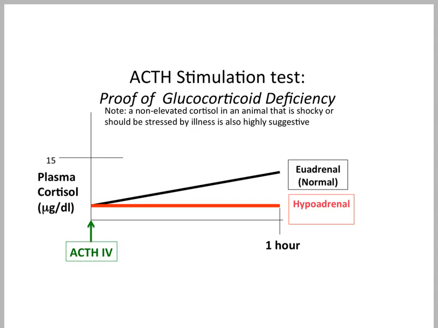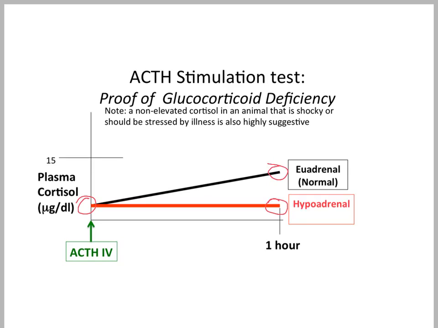So this is your 0 sample, and then an hour later, the animal that would normally respond will show usually over a 2-fold response, averaging between 2- and 4-fold. And an animal that's hypoadrenal would show an inadequate response. You can see this one is what we call a flat response.